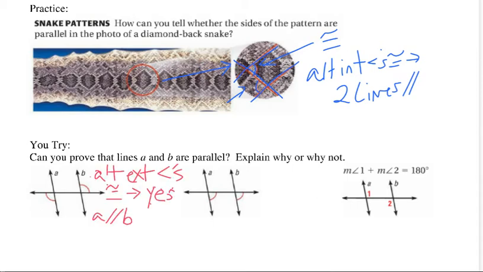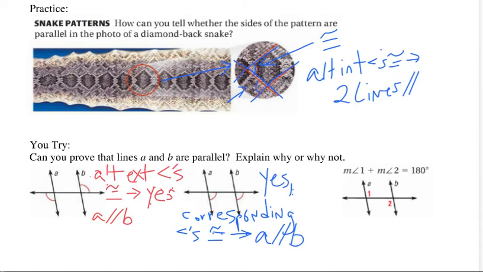For your second picture, we have a pair of corresponding angles that are congruent. So that is your reason why, because if corresponding angles are congruent, then we know that the lines A and B will be parallel. All right, for this last one, the reason that it is a no is because we have alternate interior angles, and alternate interior angles need to be congruent for the two lines to be parallel.